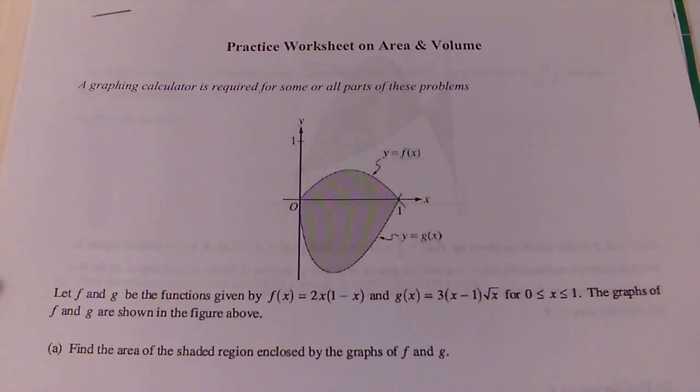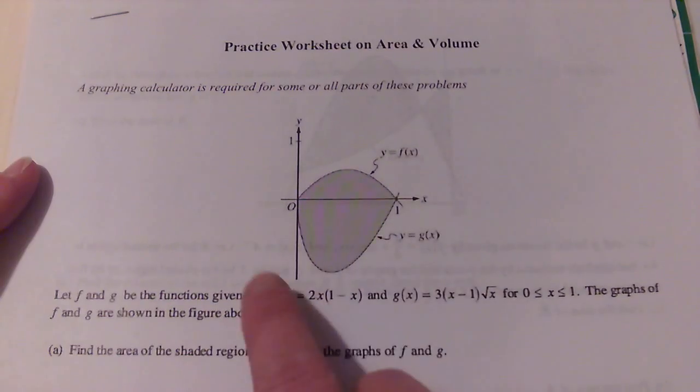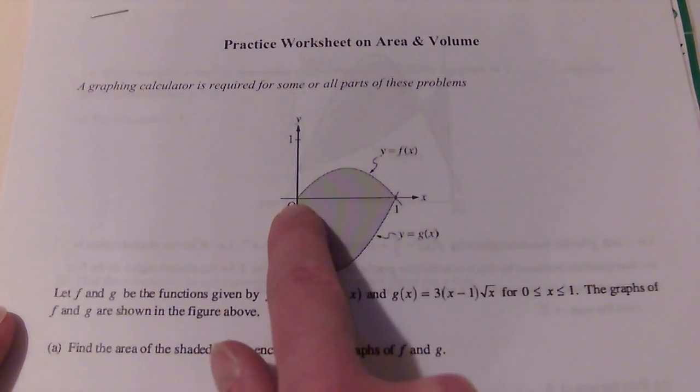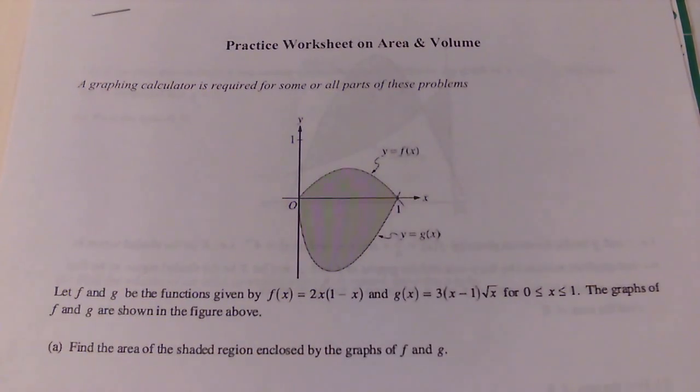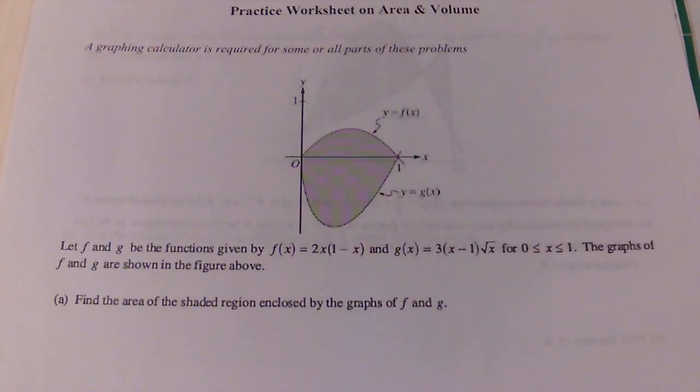Graph, and we have f of x up here and g of x down here, and we're given the equations for f of x and g of x. On this one, I can kind of tell where they're intersecting, at 0 and at 1. Those are good to know. And so we're first asked to find the area of the shaded region.